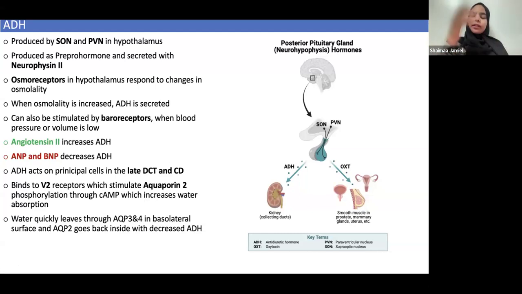And then from the cell, they're going to leave through aquaporins 3 and 4 to the other side. And therefore, when there's enough water inside, we're going to have decreased ADH, and then the aquaporins are going to go back in. They're going to leave the cell membrane. And that's basically it. The mechanism is through Gs, so it's cAMP, C-A-M-P.